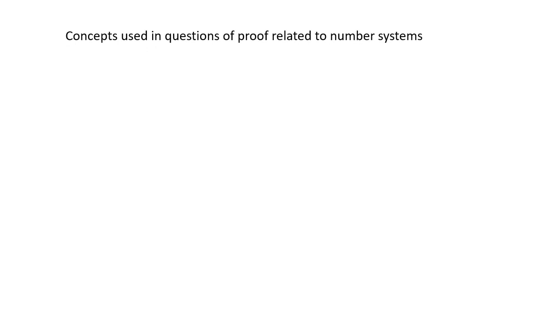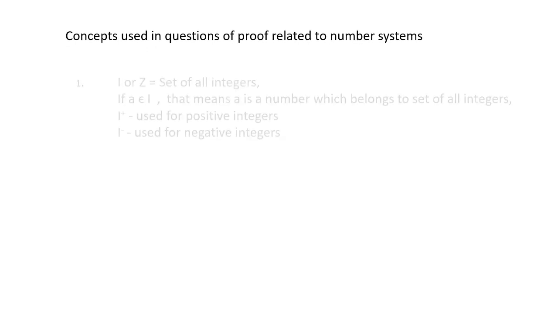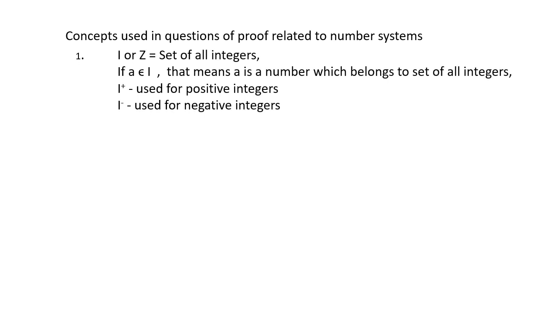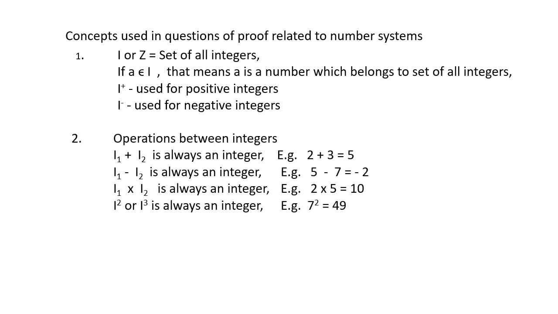Some more concepts related to proof questions in the number system. The first concept here is I, or Z. I and Z are the set of all integers. If I write A belongs to I, this particular sign is called epsilon, and it means belongs to in mathematics. So it means A is a positive integer or negative integer. It can be an integer only. Or if I write especially I plus or I minus, then it means positive or negative integers. Operations between integers.